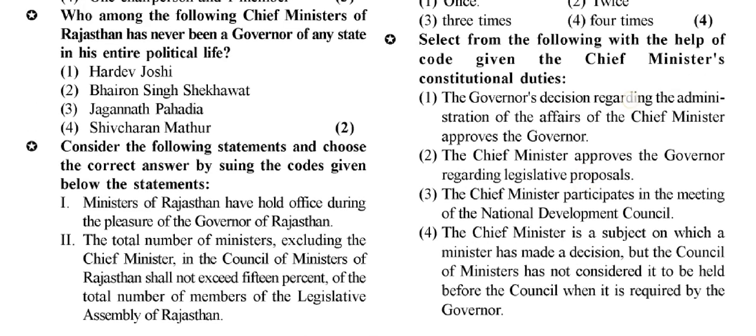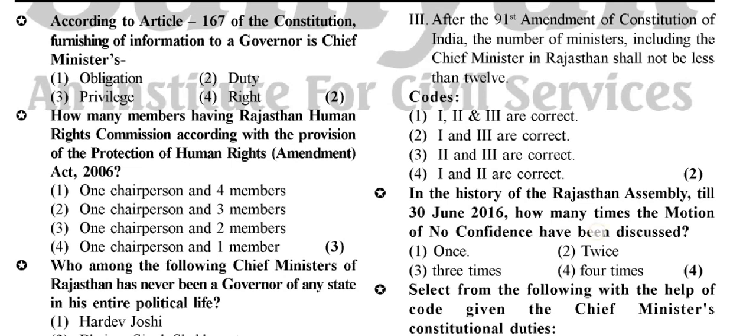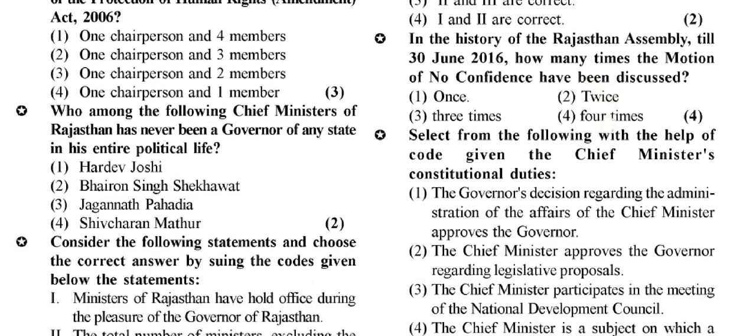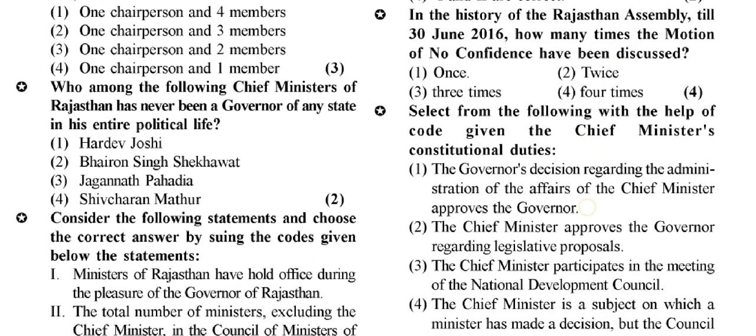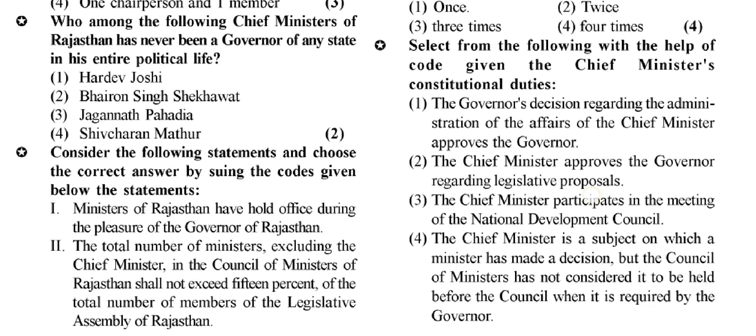Consider the following statements and choose the correct answer using the codes given below. First, Ministers of Rajasthan hold office during the pleasure of the Governor of Rajasthan. The total number of ministers, including the Chief Minister, in the Council of Ministers shall not exceed 15% of the total number of members of the Legislative Assembly of Rajasthan. After the 91st Amendment of the Constitution of India, the number of ministers including the Chief Minister in Rajasthan shall not be less than 12. So the first and third statements are correct. In the history of the Rajasthan Assembly till 30 June 2016, how many times has a motion of no confidence been discussed? 4 times.